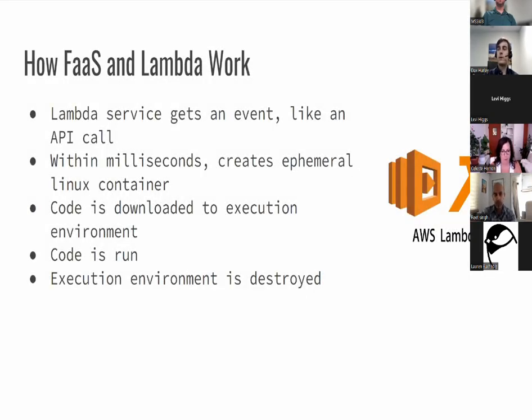But first, I want to go a little bit deeper into how functions as a service actually work. What happens is the Lambda service gets an event, something like an API call. It's an e-commerce site and somebody is asking to check out their order. It's sent as an HTTP request, an API call to a backend API. And within milliseconds, the Lambda service creates an ephemeral container.